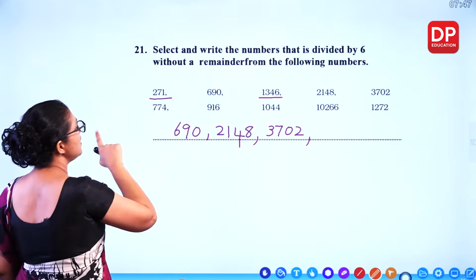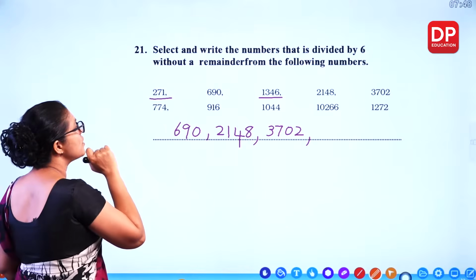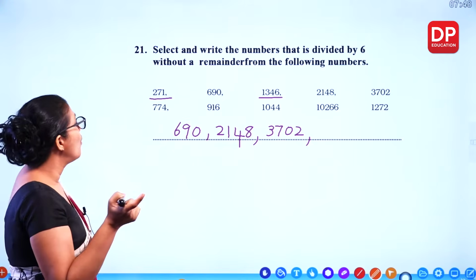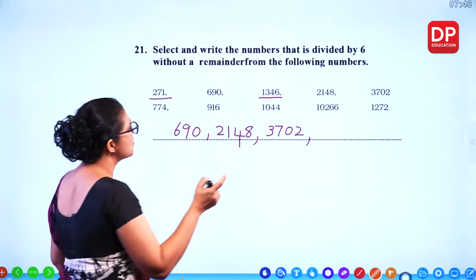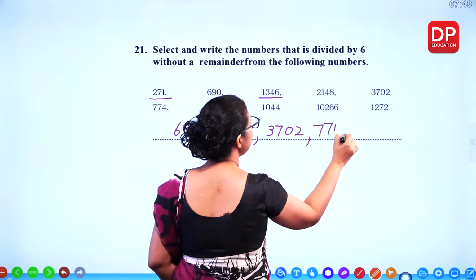774, even number. Digital root: 14 plus 4, 18. 8 plus 1, 9. So that's divisible by 3 as well.